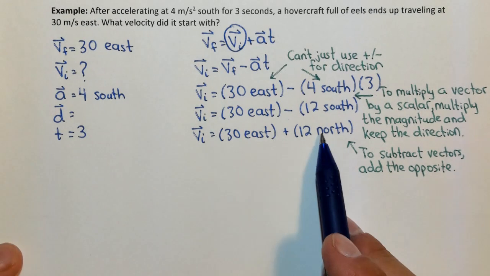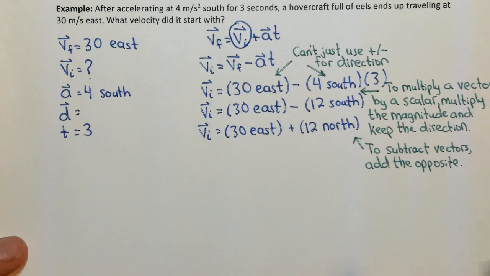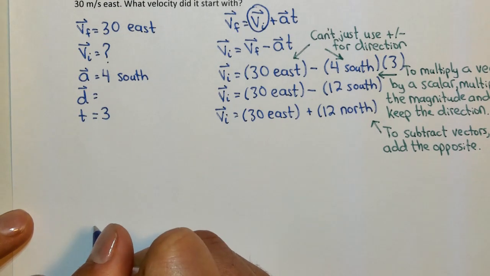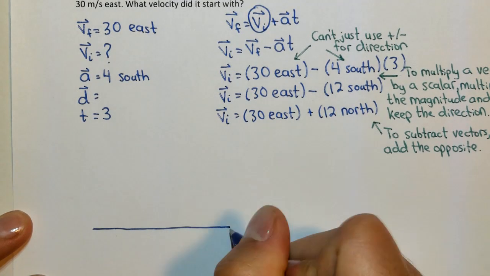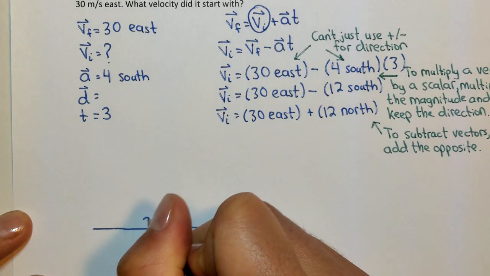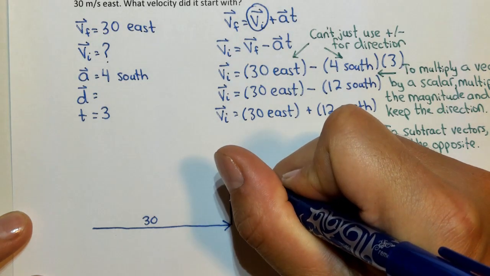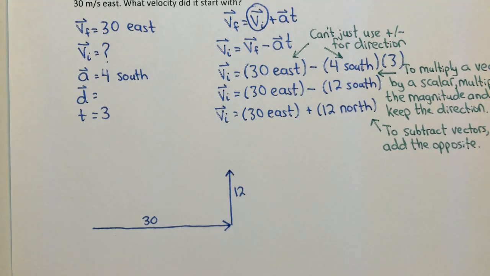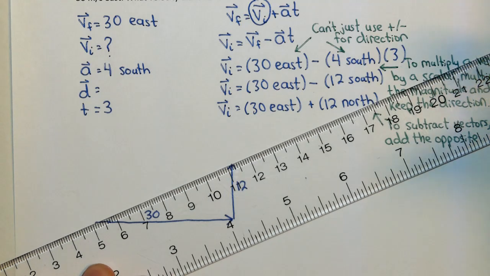Okay, so 30 east plus 12 north, that should give me my answer. I just have to add these, which means I have to put them head to tail. 30 east, 12 north, and the resultant is going to go from start to finish.